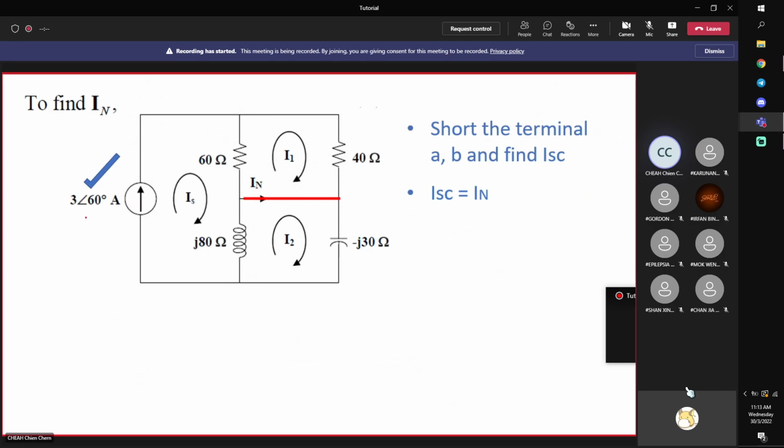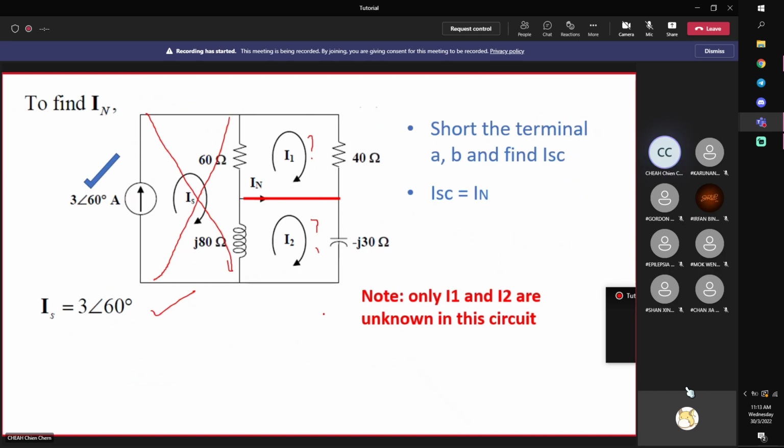Bear in mind that this is already known, so don't go and take KVL at this node. No need, answer given already. Take KVL only at the meshes with the unknown mesh currents. Because only I1 and I2 are unknown, I'll start by taking Kirchhoff voltage law at mesh 1.